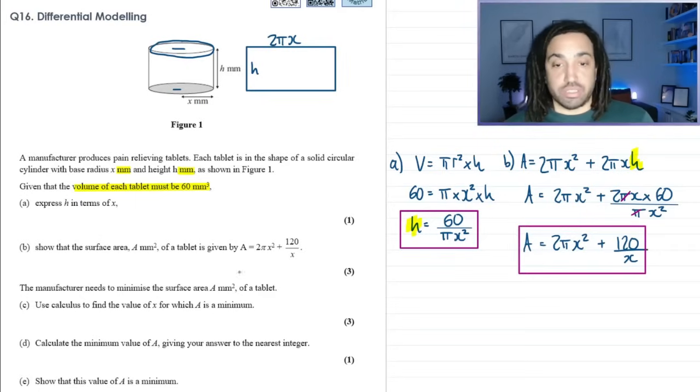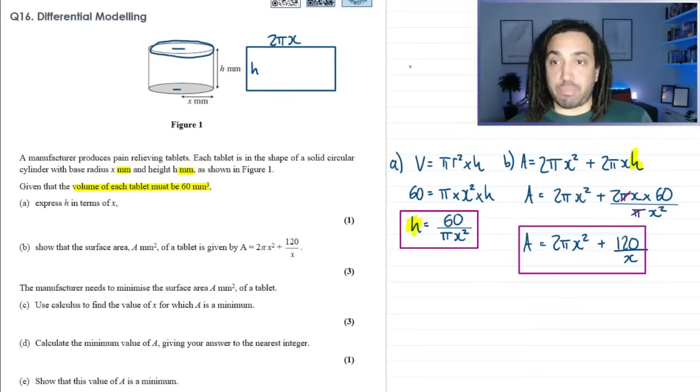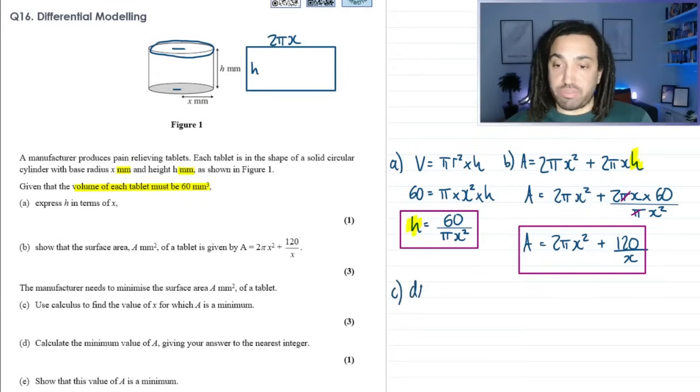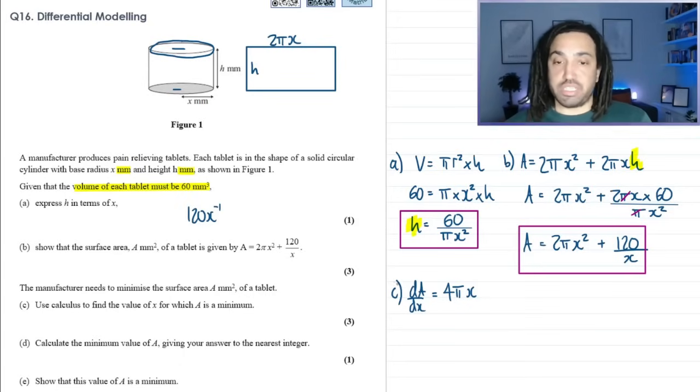Okay, good stuff. Now it says use calculus to find the value of x for which A is a minimum. No problem. We just need to differentiate the function for A in terms of x. So the 2 comes down to make 4 pi, and then we drop the power down by 1. This 120 over x, we're going to write as 120 x to the minus 1 to make it easier to differentiate. So the minus 1 comes down to become minus 120, and then we drop the power down again by 1 to get minus 2.